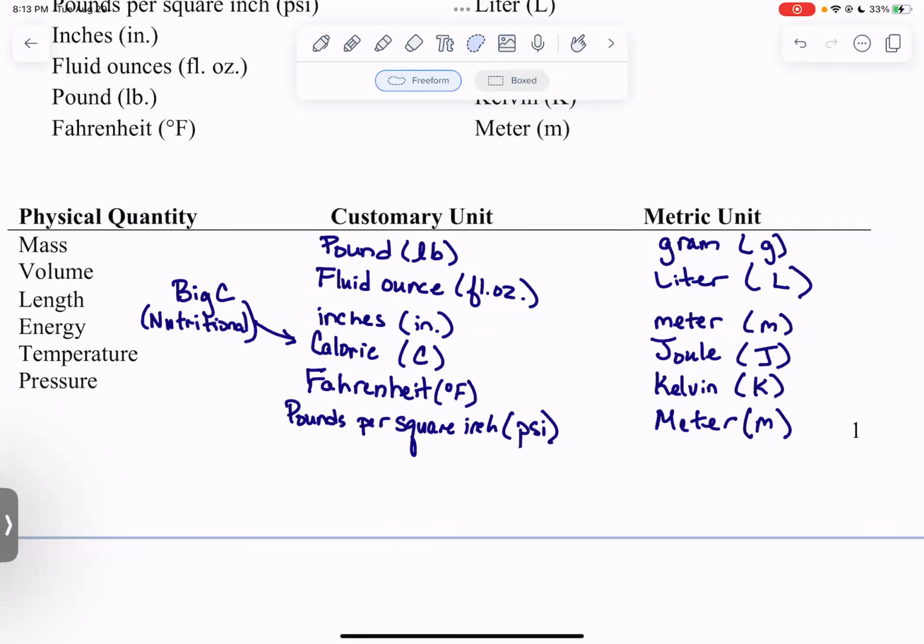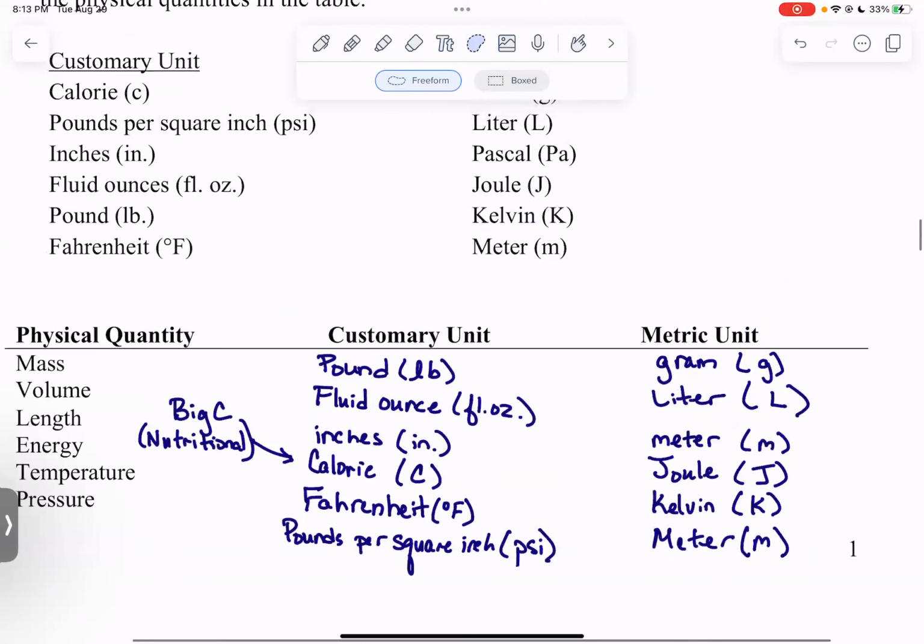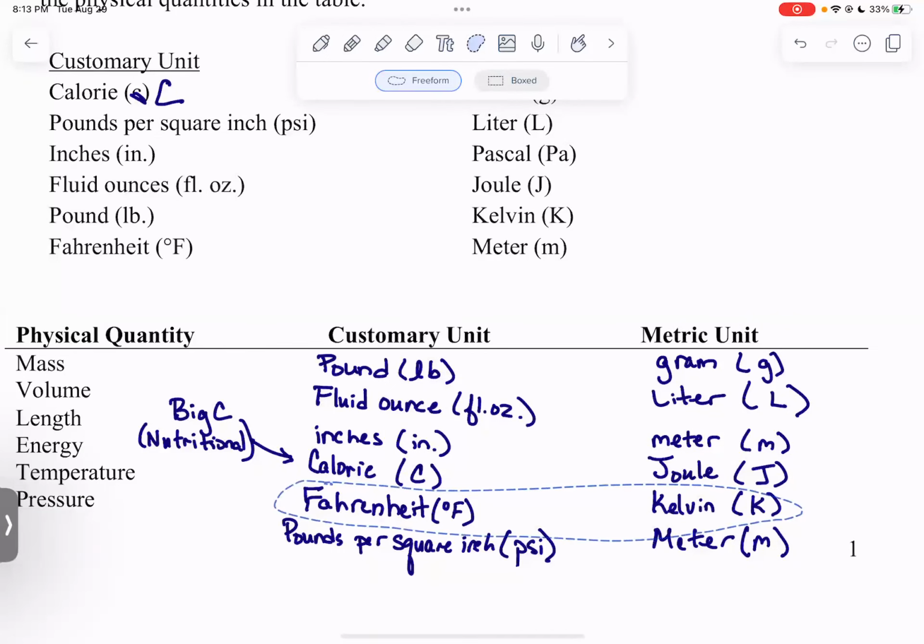Energy is calorie, and I don't really like how they did it here. This should have been the big C, that nutritional calorie, when you're talking about customary units, whereas in metric, we do that in joules. You could have also said the big C over here in metric units. That would have been okay, but it wasn't one of the choices. Temperature was Fahrenheit in customary, and temperature in science is either Kelvin or Celsius. They just didn't give you Celsius here.